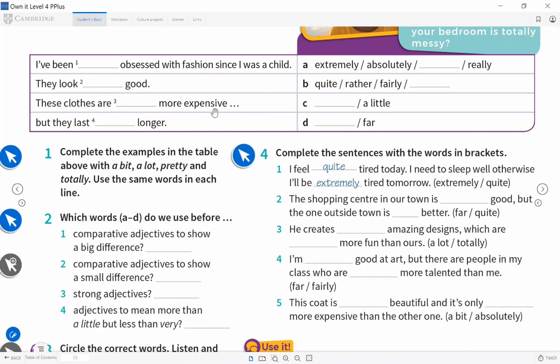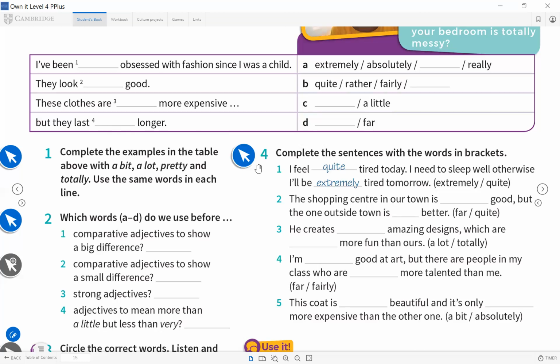And these modifiers are categorized under four titles. The first one is we use these modifiers right before comparative adjectives to show a big difference. If it's a big difference, a lot or far, category D. Okay, a lot or far. So longer, see, it's a comparative adjective. And right before it, we use a lot or far to show that there's a big difference.